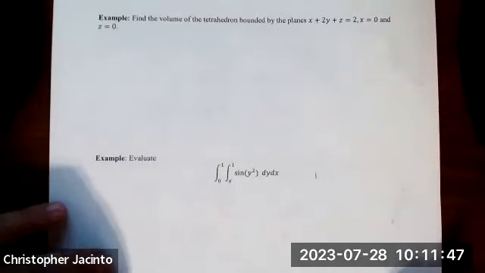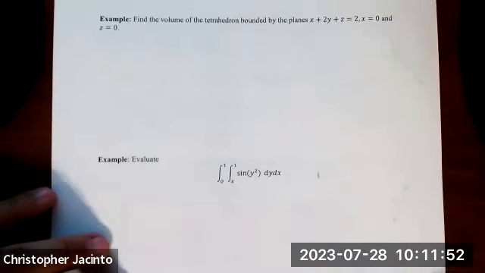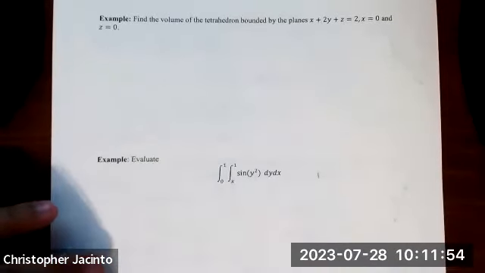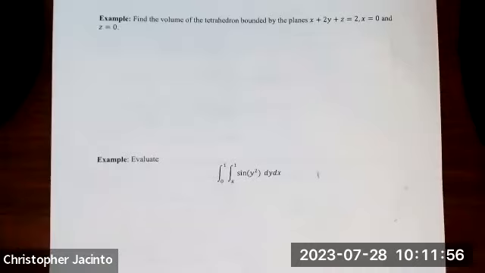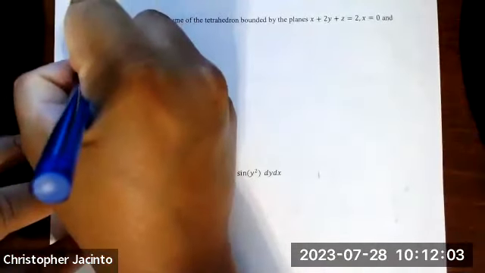So let's go back to this tetrahedron stuff. Find the volume of the tetrahedron bounded by the planes x plus 2y plus z equals 2, x equals 0, and z equals 0. Okay, so same thing.